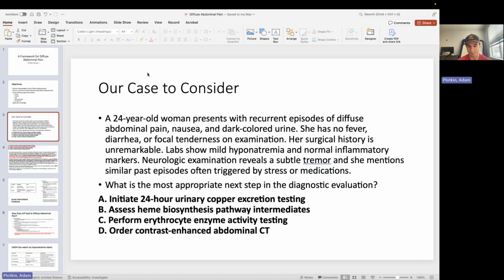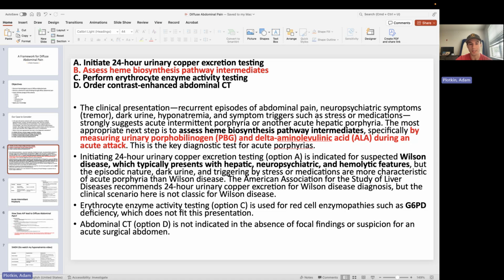Should we do a 24-hour urine copper excretion test? Should we assess the heme biosynthesis pathway intermediates? Should we perform erythrocyte enzyme activity testing? Or should we order a contrast CT of her abdomen? So take a second, you can pause your screen, think about it. So for this case, we're going to do B. We're going to assess heme biosynthesis pathway intermediates.